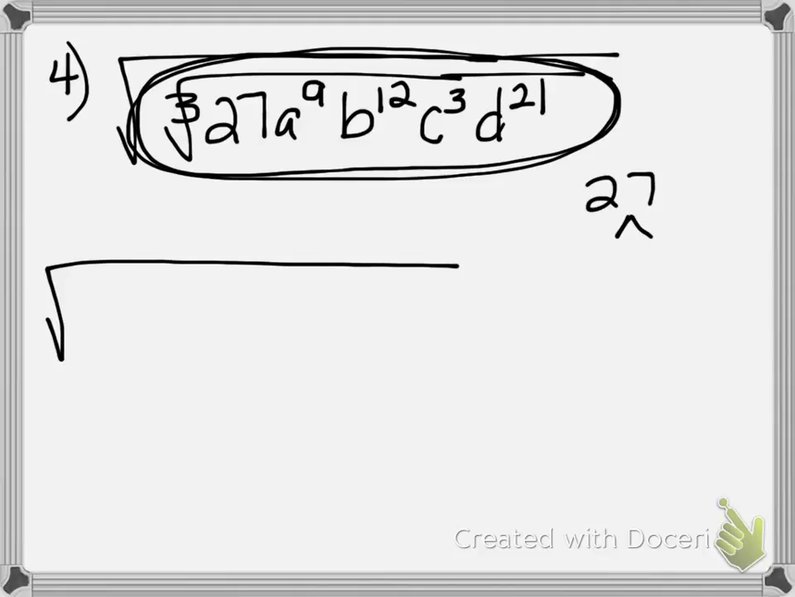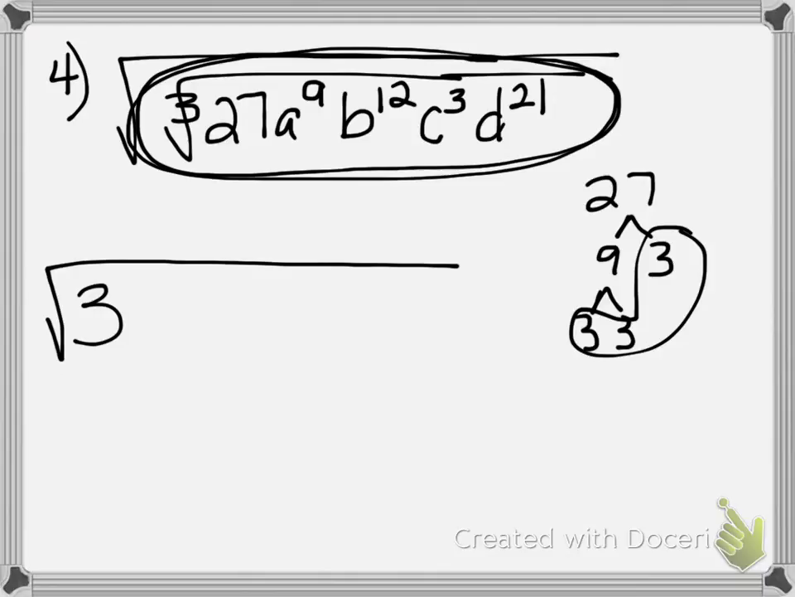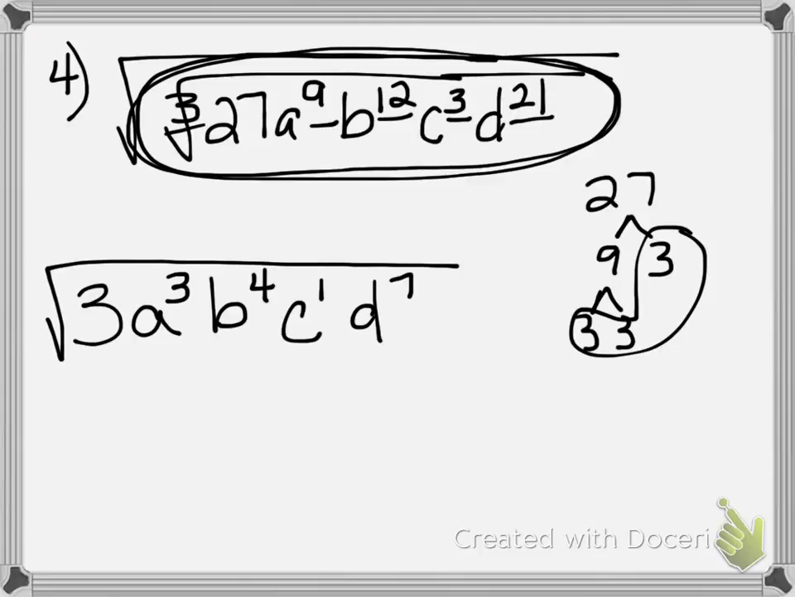So for 27, I can break that up into 9 and 3, and then 3 and 3. So that's a group of 3, and so I'm going to put that 3 in there. For my A, I'm going to do 9 divided by 3, and I get 3. For my B, 12 divided by 3, and I get 4. For my C, 3 divided by 3, and I get a 1. And for my D, 21 divided by 3, and I get a 7. So again, all of those are going to be perfect. It's all going to work out perfectly, okay?